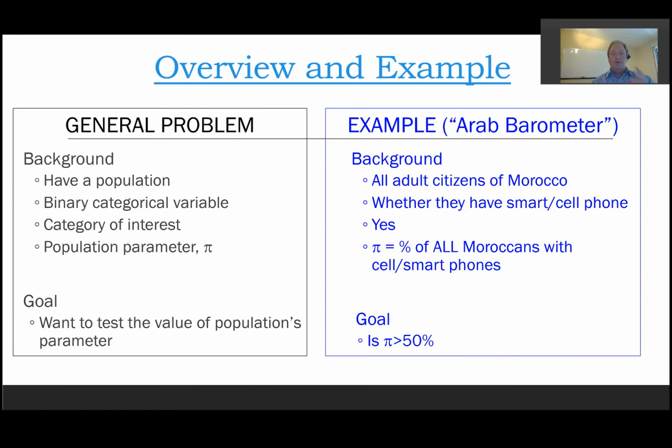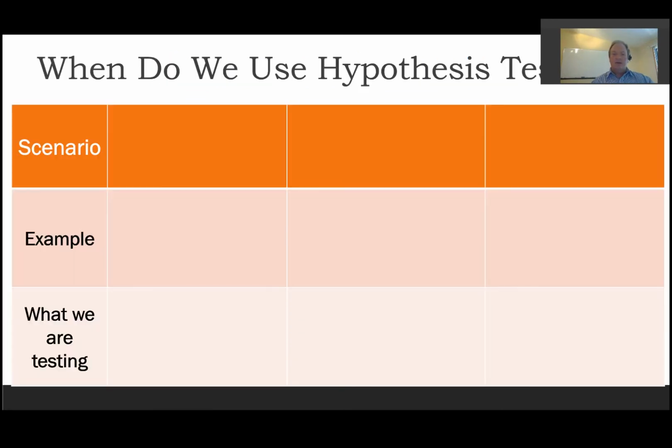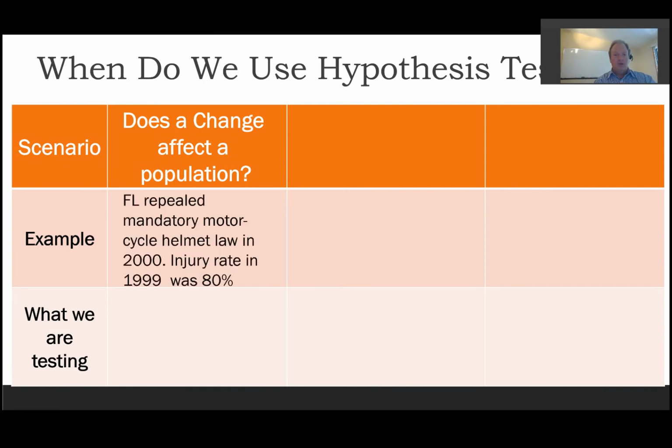So one of the important things to understand about hypothesis tests is that they occur in a lot of different ways. And so I'm going to tell you the three main scenarios in which you see hypothesis testing, and we're going to work through a sample problem from each. So the one situation where we would want to do hypothesis testing is where some sort of change has occurred. And we want to see if that change has affected our population. So here's an example that we might look at.